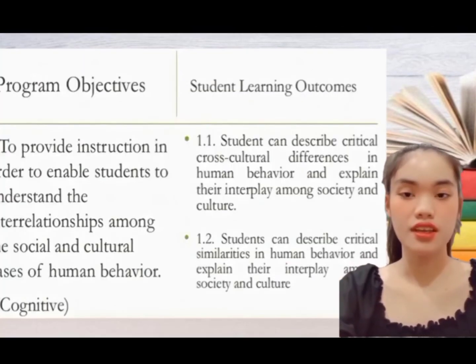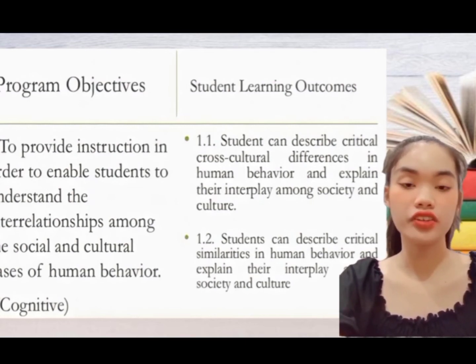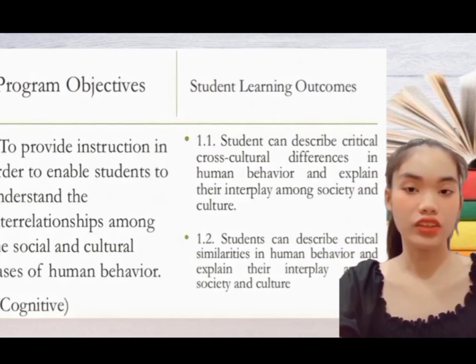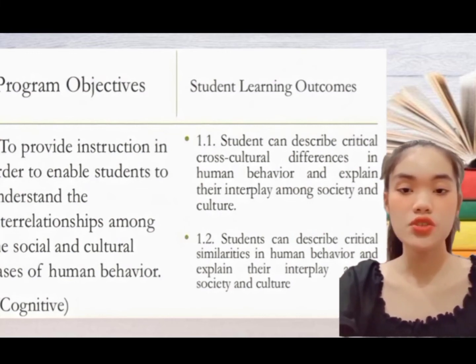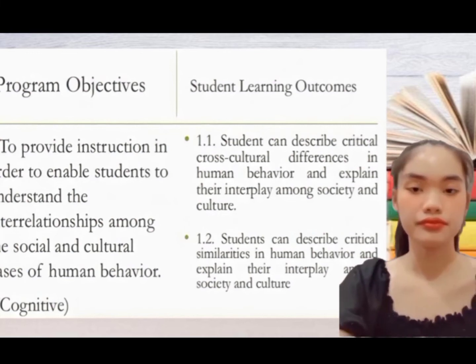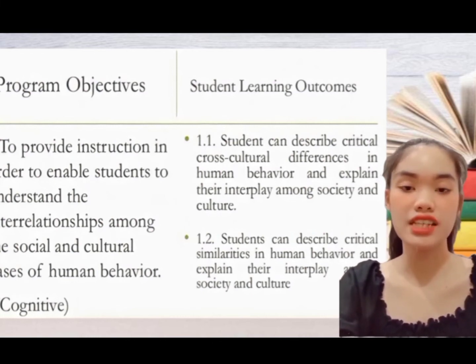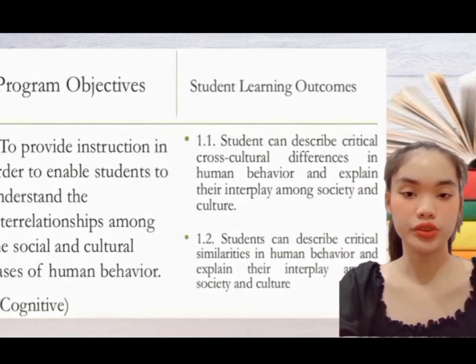Program objectives: to provide instruction in order to enable students to understand the interrelationship among social and cultural bases of human behavior. Student learning outcomes: Student can describe critical cross-cultural differences in human behavior and explain their interplay among social and culture. Students can describe critical similarities in human behavior and explain their interplay among social and culture.